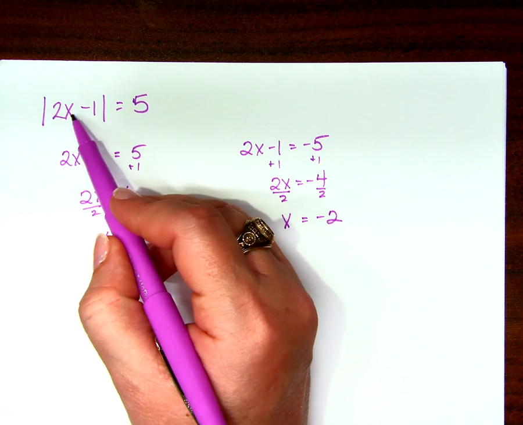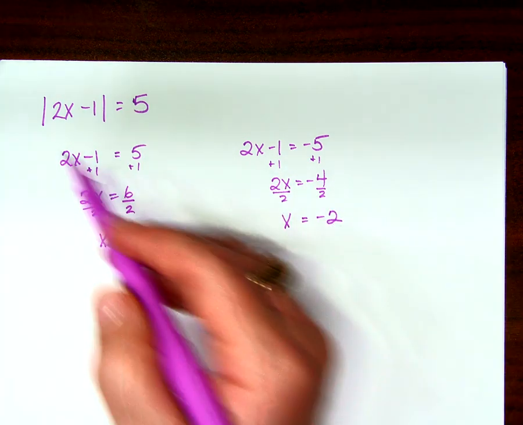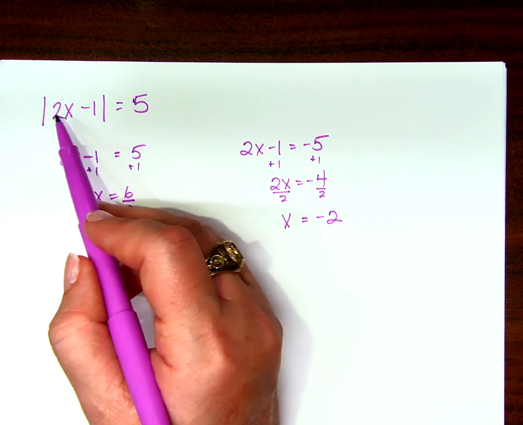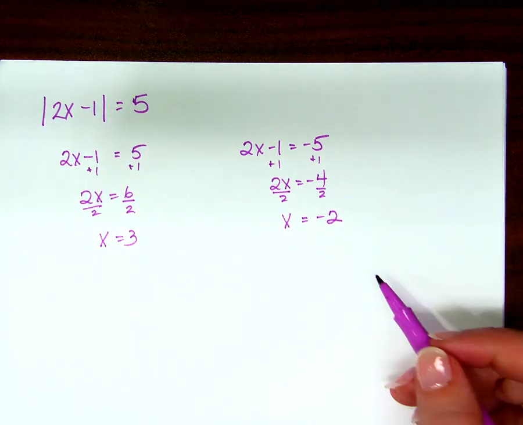So 2 times 3 is 6. 6 minus 1 is 5. Absolute value of 5 is 5. 2 times negative 2 is negative 4. Negative 4 minus 1 is negative 5. Absolute value of negative 5 is 5. It's the same thing, right?